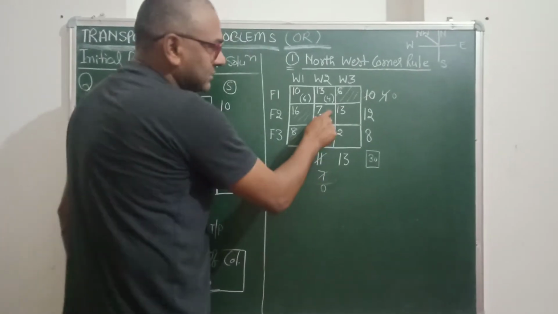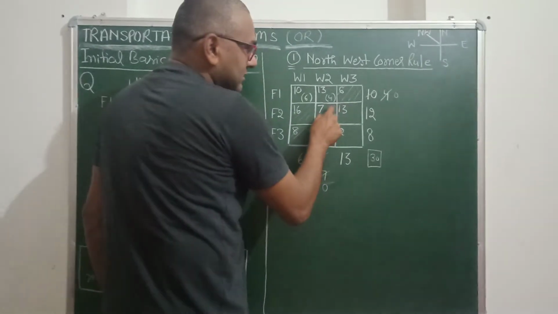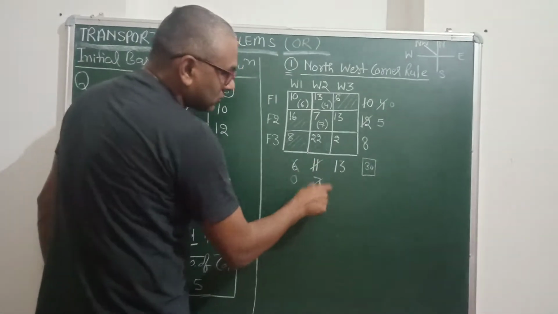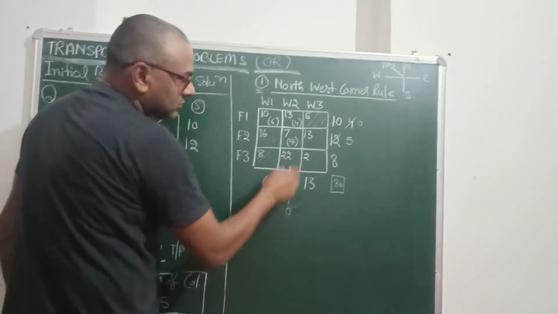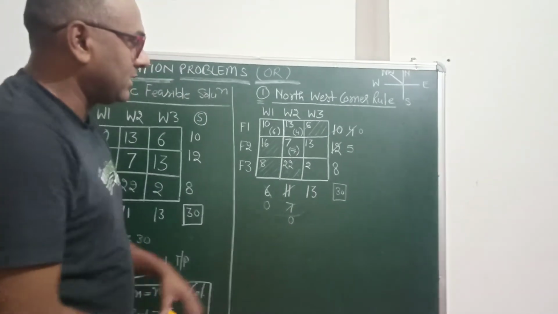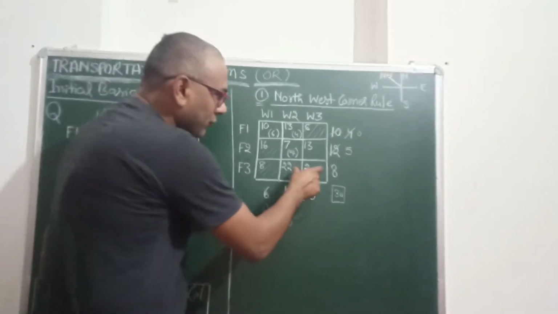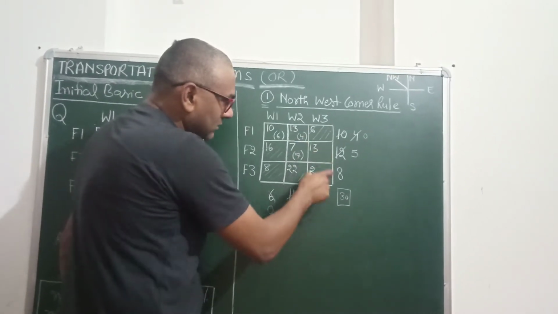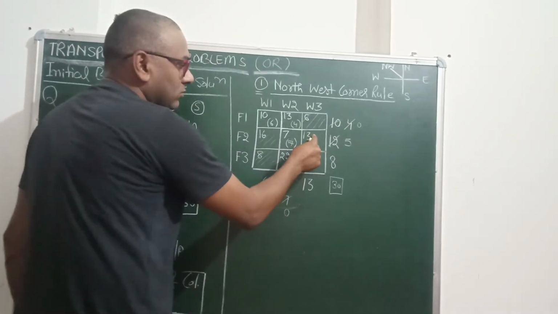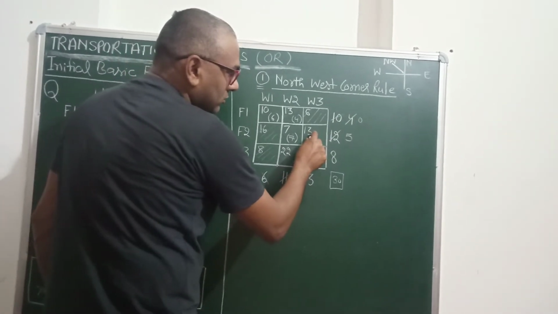Now after supplying 7 to this cell, the remaining supply available is 5. But there is no demand remaining here, so this cell will not be made any further allocation. Now moving to these values, we have this as the most northwest corner, so we will make an allocation to this.